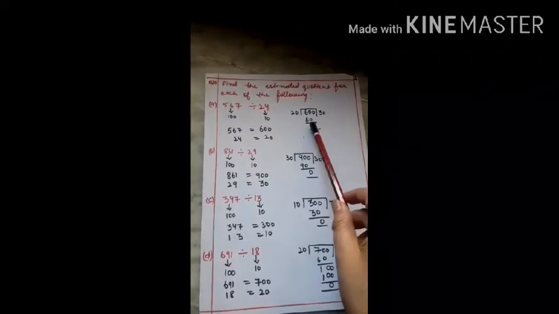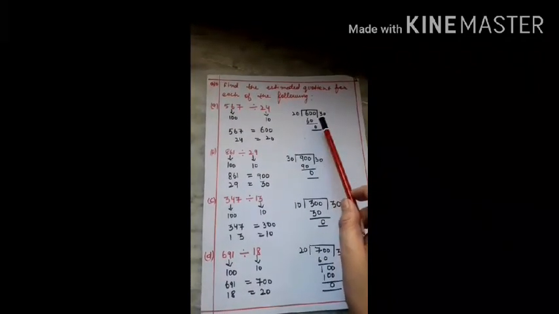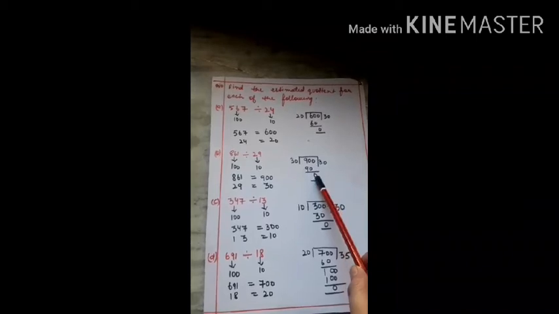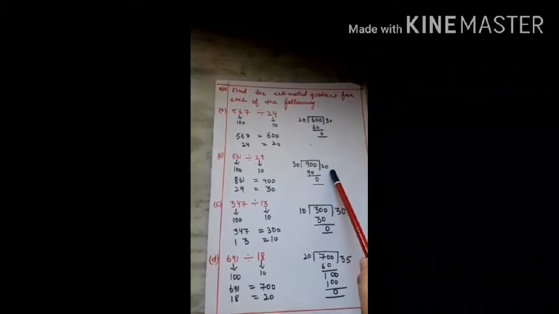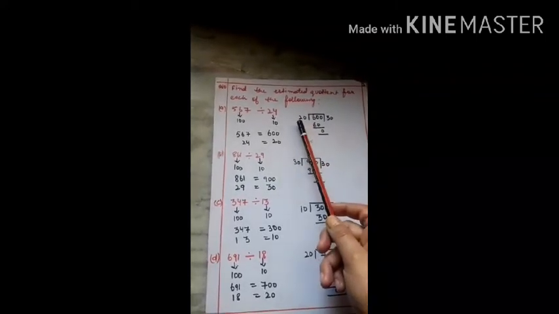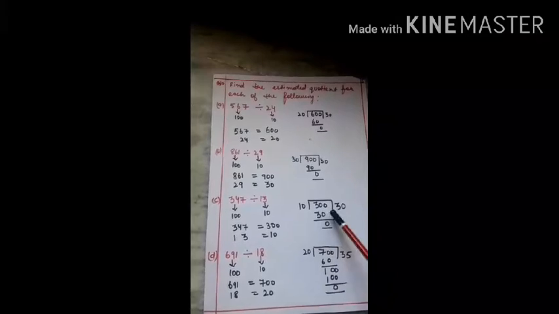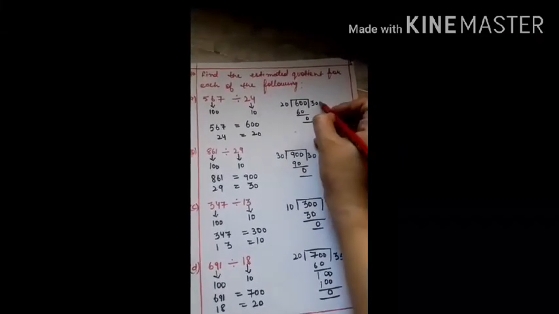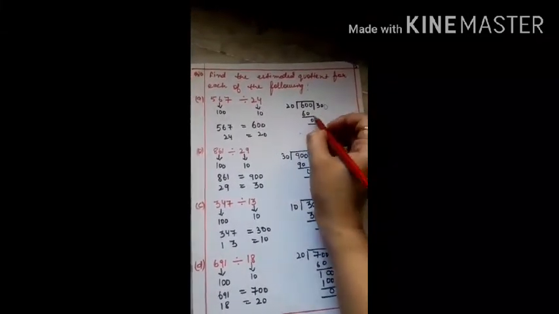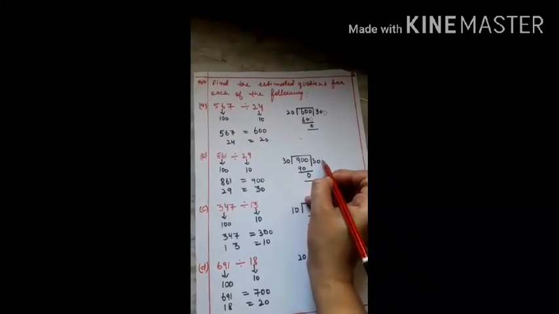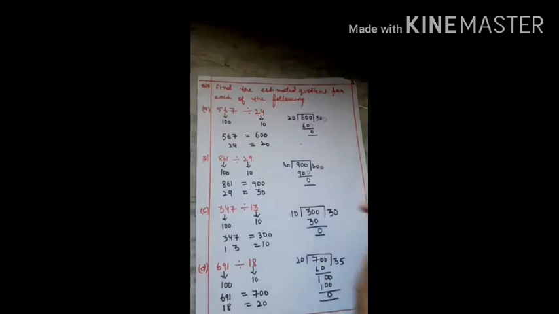20 into 3 is 60. I am left with 0 here. So I'll write 0 here. Same as this. 30 into 3 is 90. I am left with 0 here. So I'm writing 0 here. Or simply you can do 20 into 30 is 600. 30 into 30 is 900. Simply what you can do? 20 into 300 is 600. 30 into 30 is 900.